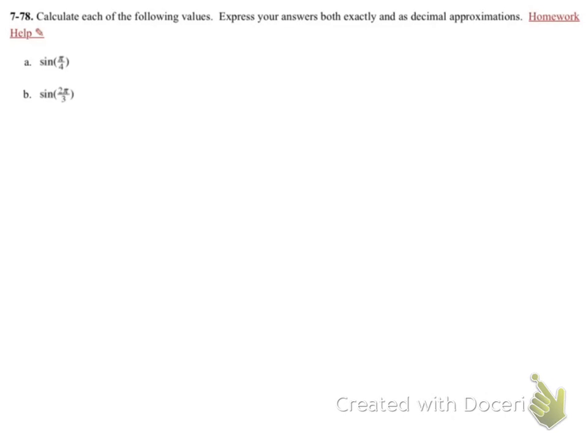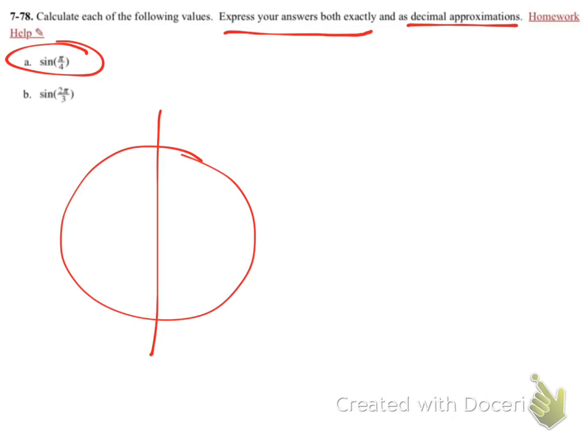Problem 7-78, we're taking a look at calculating the values here of sine of pi over 4. I want to take a look at the exact values and then the decimal approximations. First thing, if I look at the unit circle, I need to locate where pi over 4 actually is.